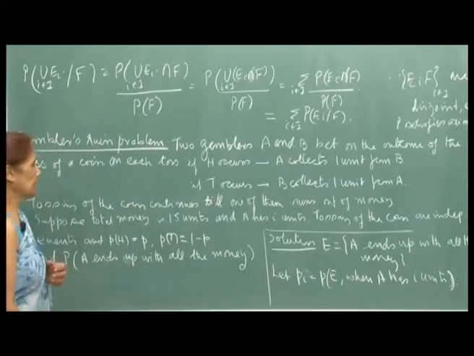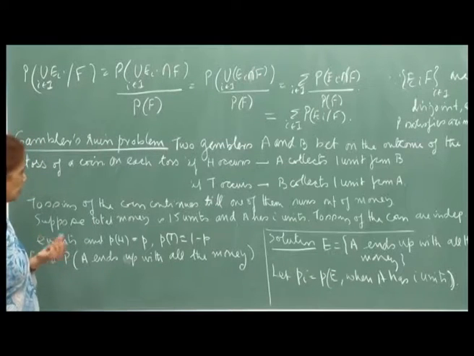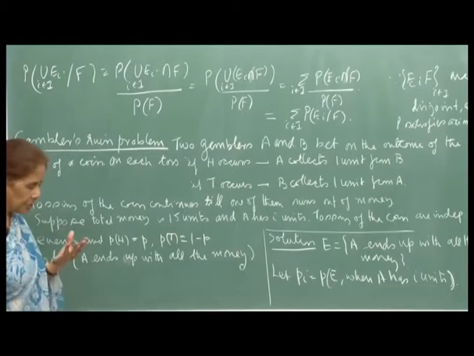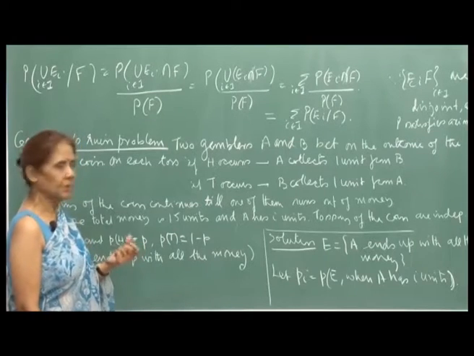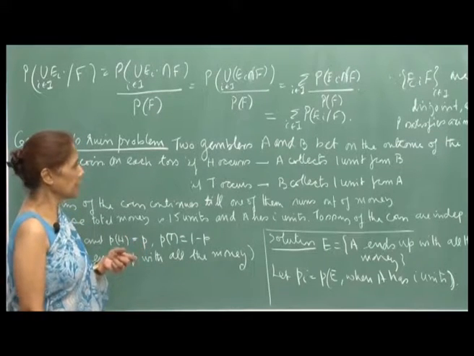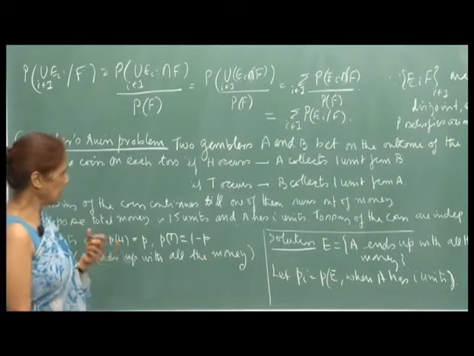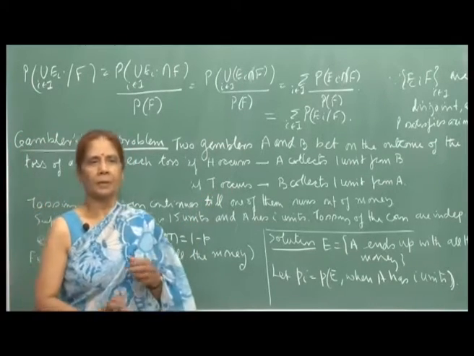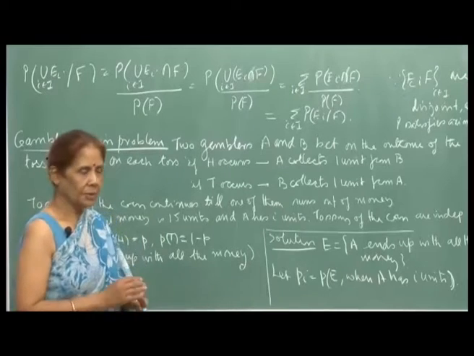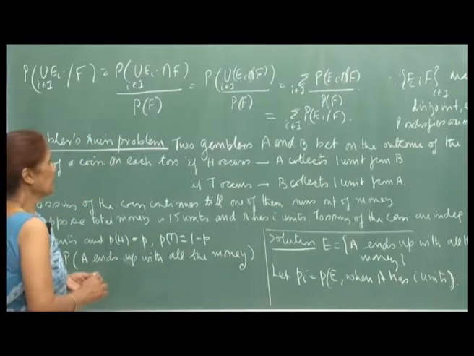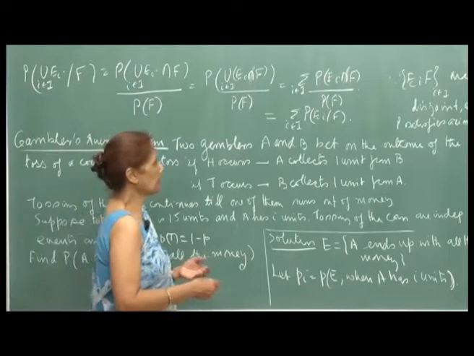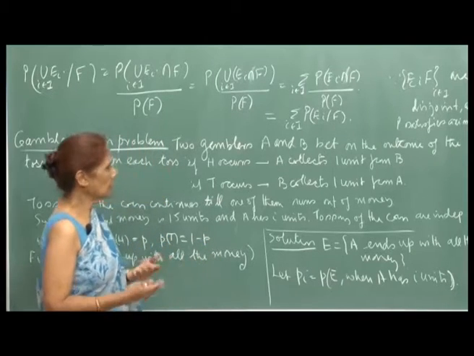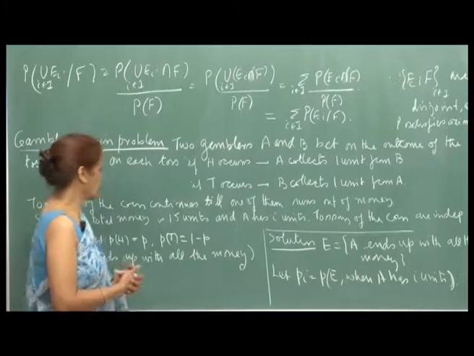toss of a coin. Right. Now, if on each toss, if H occurs, that means if the head shows, then A collects 1 unit from B, and if tail occurs, that means if T occurs, then B collects 1 unit from A. So, this is all a simple game. You toss a coin, and if the head shows, A gets the money, and if tail shows, B gets the money from A. Okay.